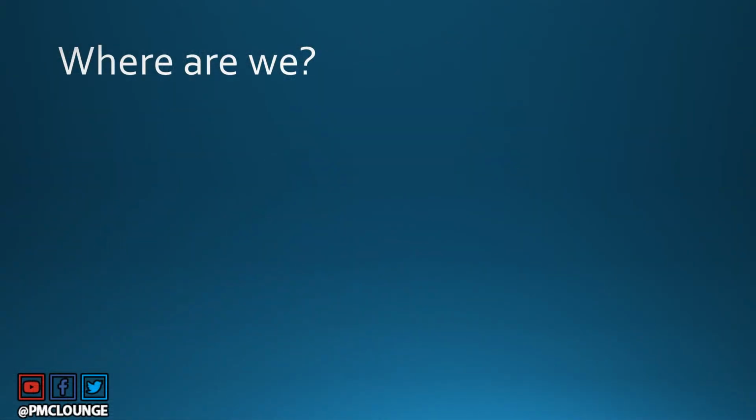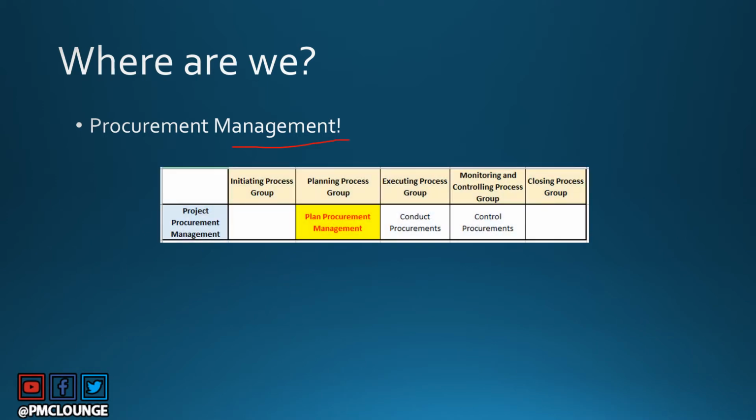So where are we? How come we are talking about contracts all of a sudden? We are obviously in procurement management, because this is the knowledge area that talks about the different types of contracts. And this is the PMBOK mapping. We are talking about project procurement management, the knowledge area, planning process group. One of the processes here is plan procurement management, one of the processes of the procurement management knowledge area. And in this process, we study the different types of contracts.